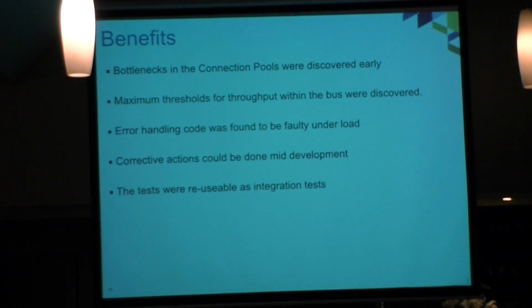And then the maximum thresholds for the throughput within the bus was discovered. So basically, with the connection pool issues, what we can put through to the bus was really limited. And when you bypass the connection pool, you can also load up a particular service. For example, once you bypass the connection, you can say, okay, particular service, I want to really test these services out. So in isolation, I was able to say, okay, I'll just load 500 transactions per second.